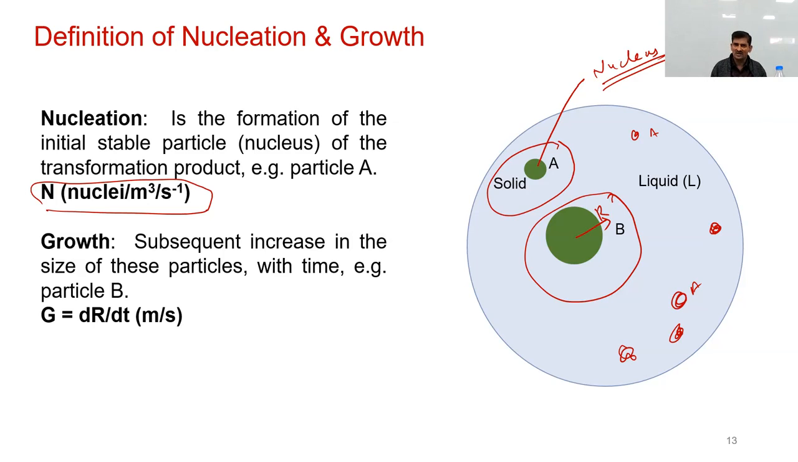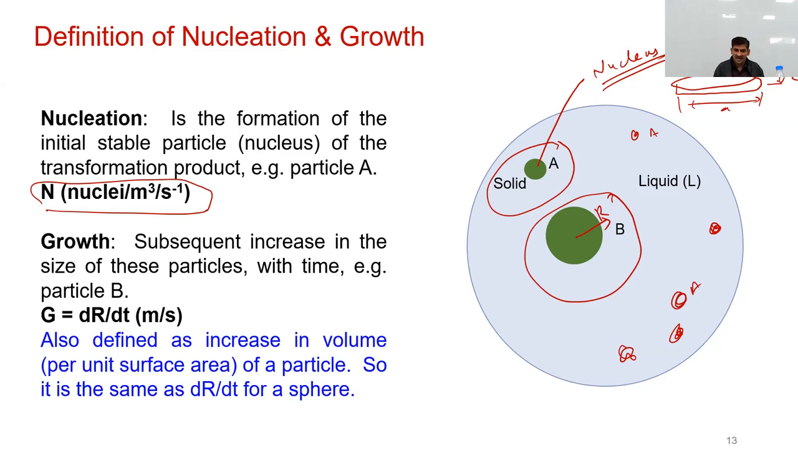But just to be more precise, let us define the growth rate in more generic terms. Suppose we don't have a sphere, we have some kind of an irregular shape. Now there is no clear radius. Suppose it's like a disk. Which dimension should be taken into account if we want to calculate the growth rate? Suppose this is A and this is C, and this disk is growing. How do we quantify the growth rate of this disk? That's a tricky part. So a more general definition of growth rate is as follows. Growth rate is also defined as the increase in volume of that particle or precipitate per unit surface area of that particle.